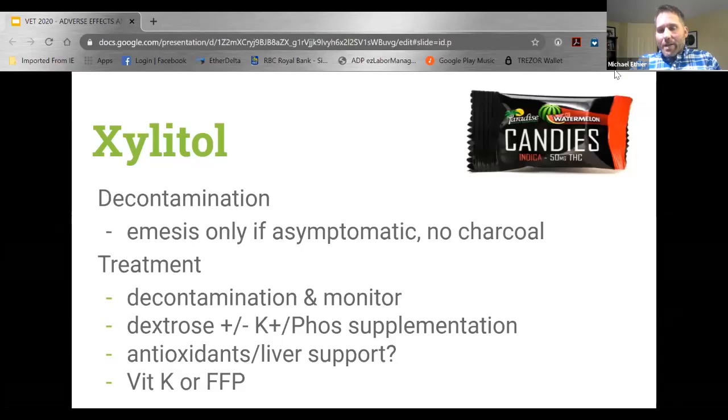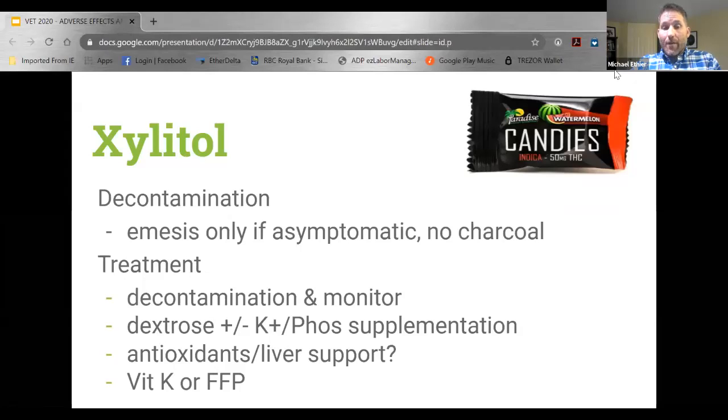Unfortunately, decontamination is not very effective in these patients because they do have that self-decontamination with the vomiting that's triggered. So they only recommend inducing emesis in patients who are asymptomatic at the time of presentation, and don't bother trying to get charcoal into these patients. It's ineffective. It doesn't bind xylitol.